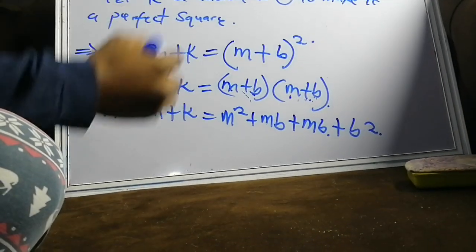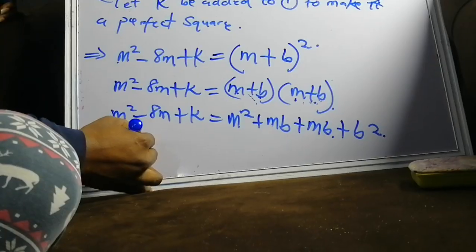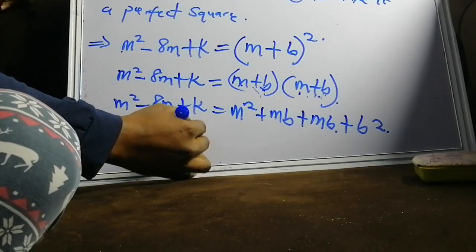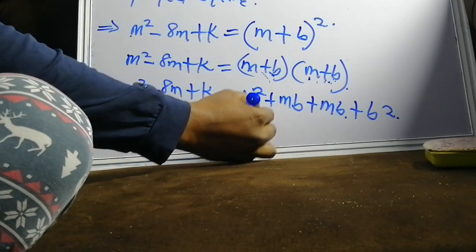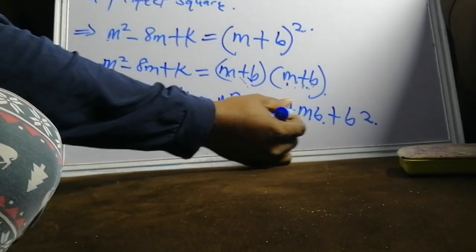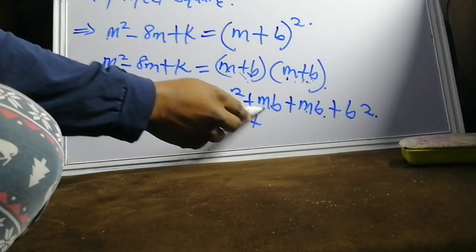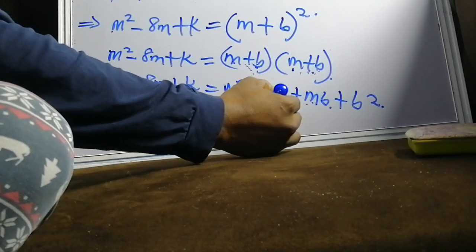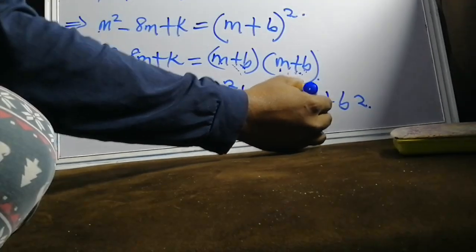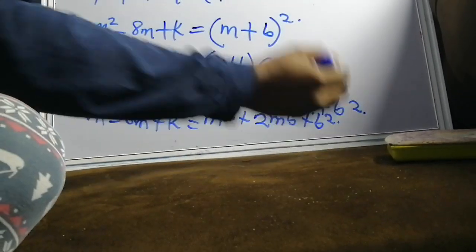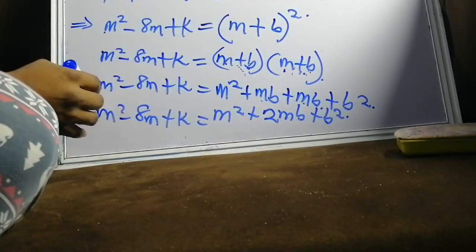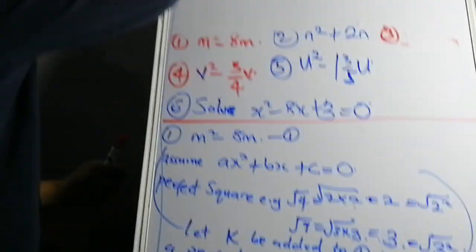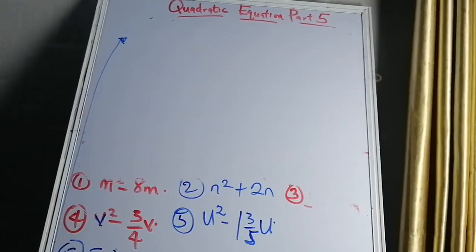Okay, now don't forget this one is the same thing as m square minus 8m plus k equals m square plus m plus m. Don't forget mb, mb. So 1 plus 1 is the same thing as what? 2mb plus what? b square. So now I can continue this here.